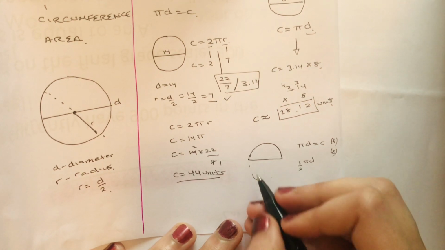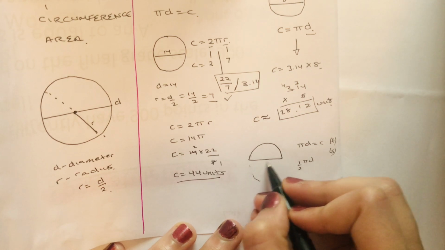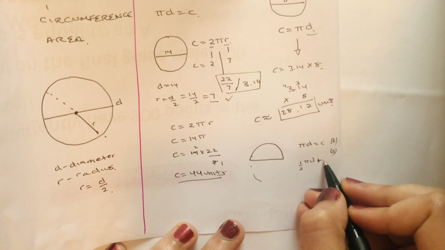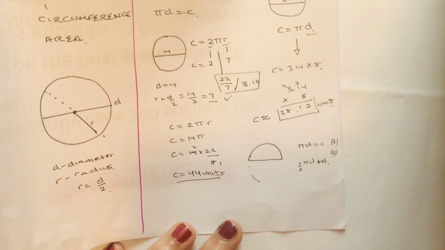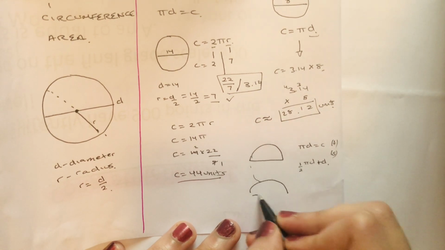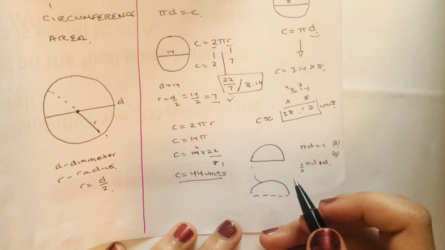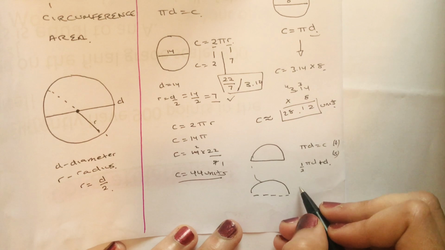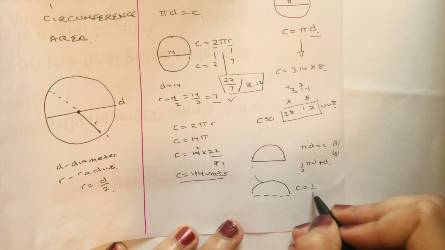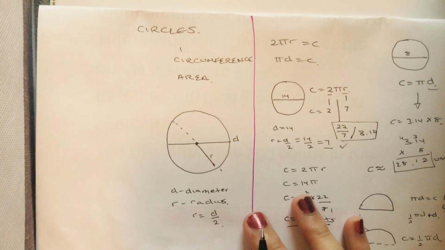But then you're cutting it into half, but you're adding another line here. And what is this line? It's a diameter, so you add d. So half pi d plus d. Okay? In case you have a figure like this, a semicircle but with imaginary lines here, okay, then you don't need to add the d. Because it's an imaginary line, it's not included, so you just put circumference is equal to half pi d. Okay? Let's look at some examples.